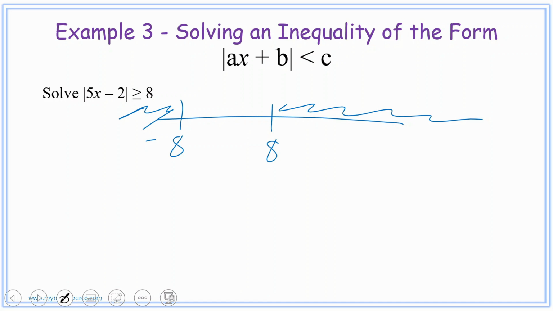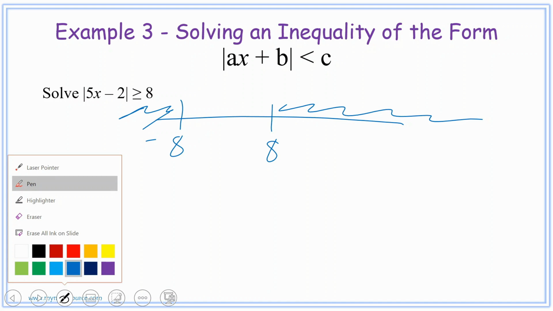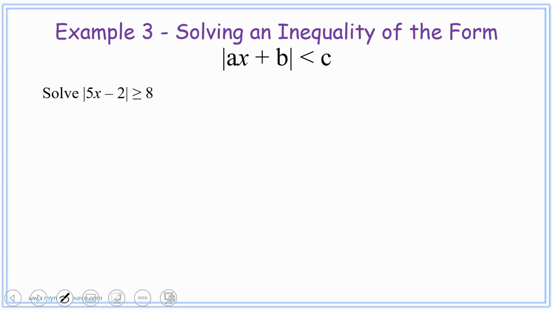And so I know I can't write that as a compound AND statement like I did before. I'm going to have to write this as two separate statements. Okay, so let's go ahead and do that. All right, so we have 5x subtract 2 is less than or equal to negative 8.